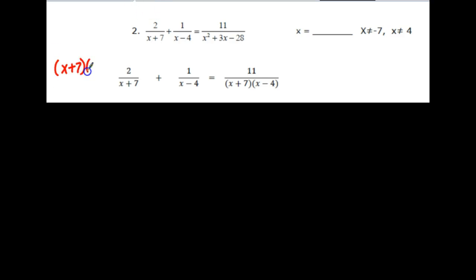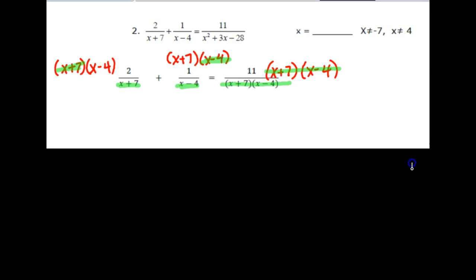X plus 7, x minus 4. Multiply every single term, and if you multiply by the biggest denominator instead of the first denominator, you will save a step. Because, of course, this will all cancel. But so will this. And so will that. And so what is left after I've done all that canceling?